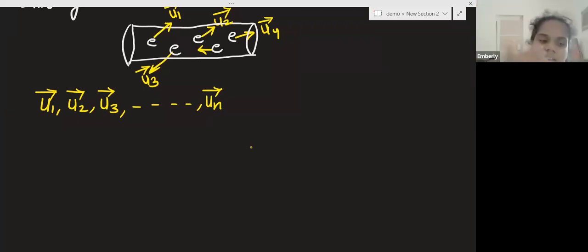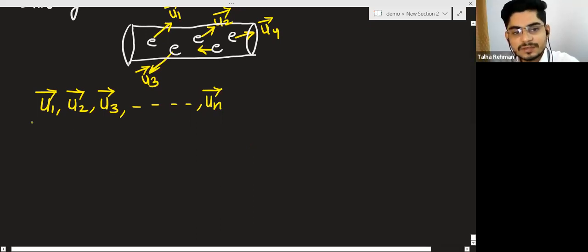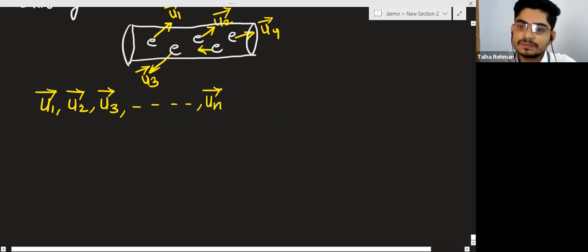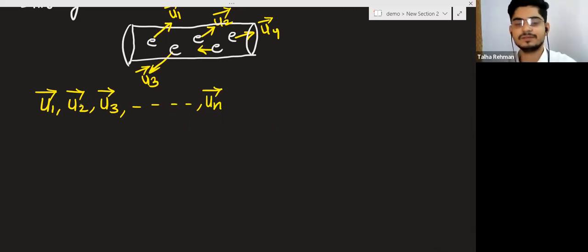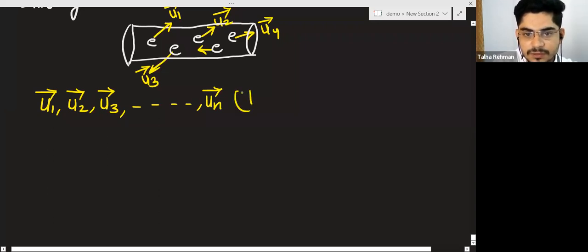Sir, do these electrons move at different velocities or the same velocity? Actually, you can easily say that these electrons move with different velocities, not the same velocity. So these are the velocities of electrons. We say these are thermal velocities.